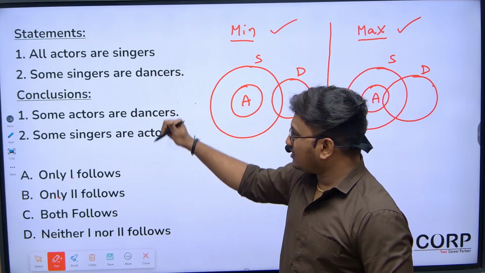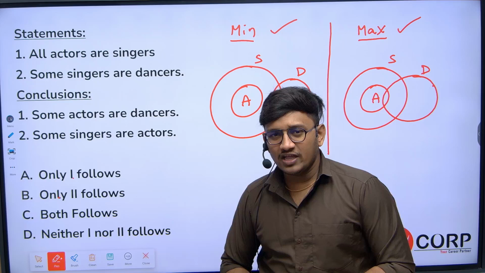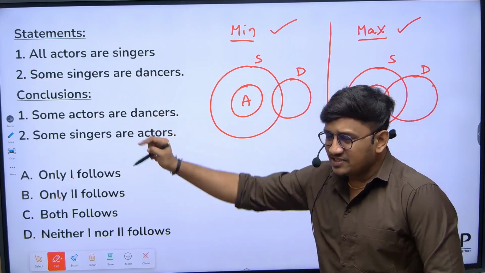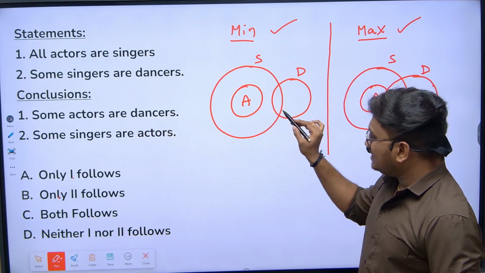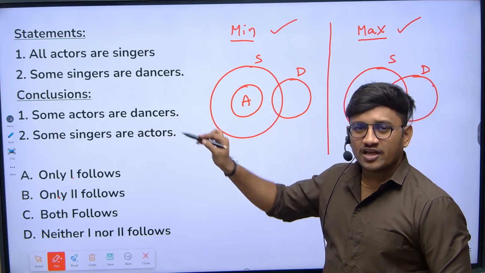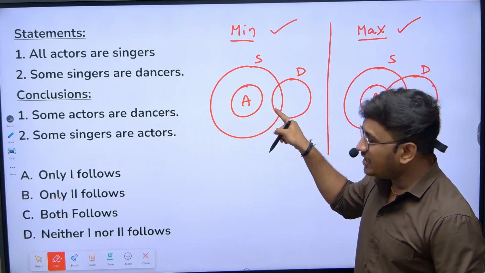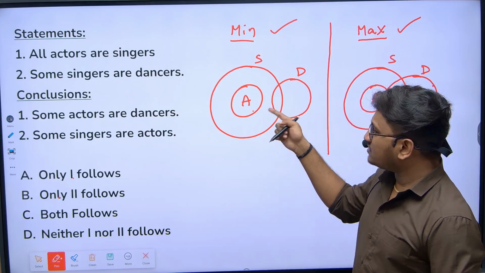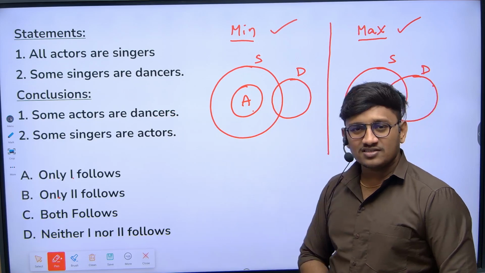Okay, let's take an example. I'm just taking the first conclusion: some actors are dancers. Can you say some actors are dancers? Here what they're saying is some part of actors are dancers. Does this diagram show this conclusion is correct? No, obviously. Here there is no intersection between actors and dancers, right? So if there is no intersection between actors and dancers, how can they say that some actors are dancers?